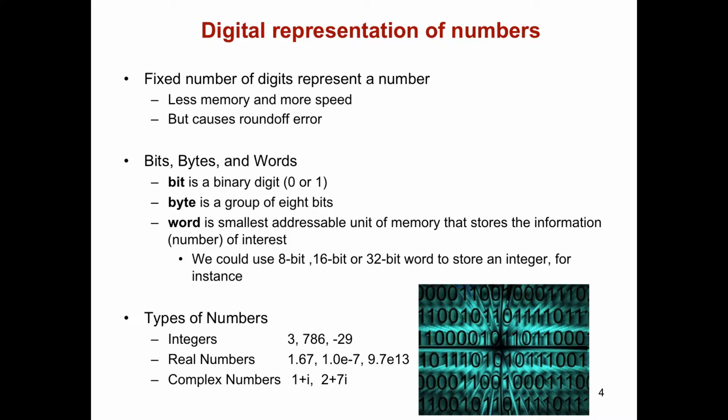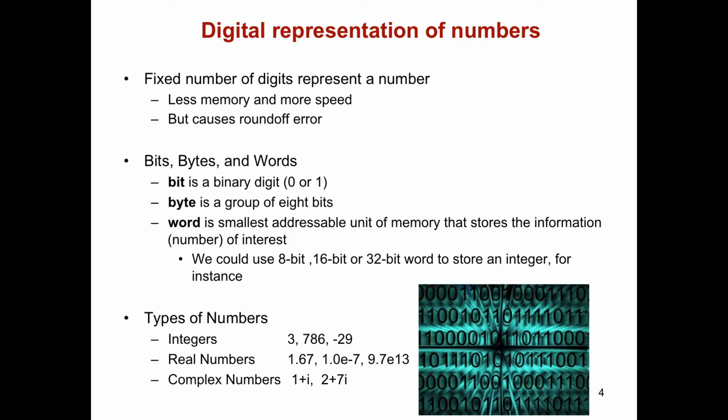We call the word the smallest addressable unit of memory that actually stores some information I'm interested in. So we could use 8-bit, which is 1 byte, 16-bit, which is 2 bytes, or 32-bit, which is 4 bytes, and so forth, to store that number. And we will see how that affects the size of numbers we can effectively store.